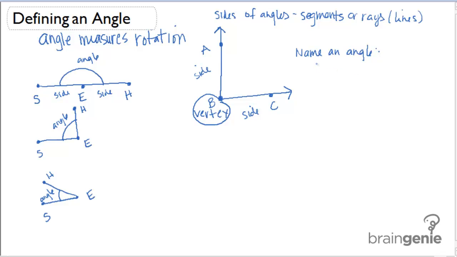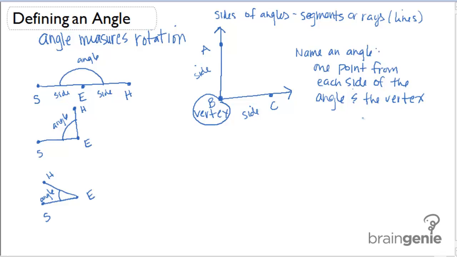To name an angle, you use one point from each side of the angle, and the vertex. So for this angle, for example, we could call this angle ABC or angle CBA. Notice the sides, or the points from the sides, are on the outside, and the vertex is always on the inside. That's very important.